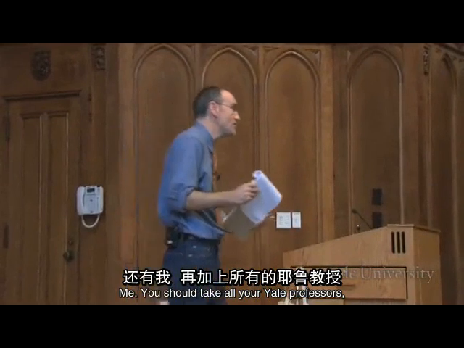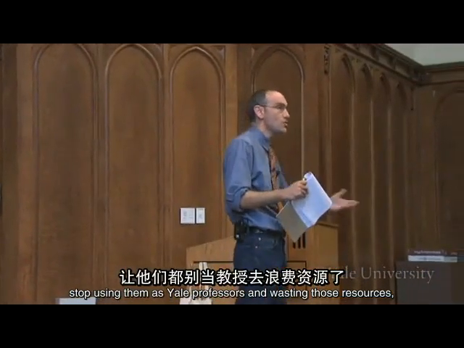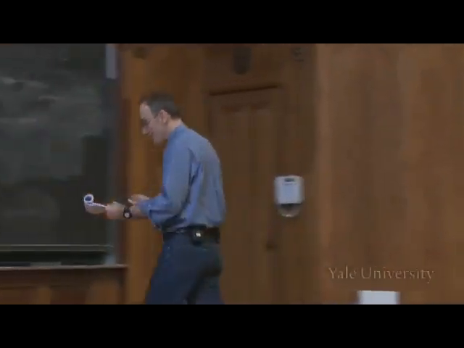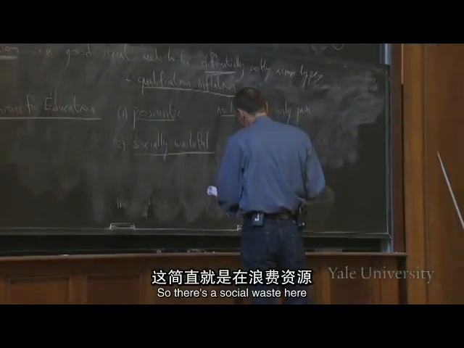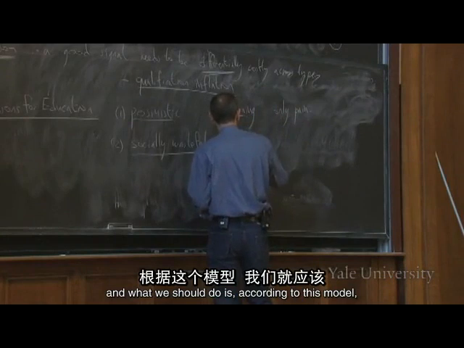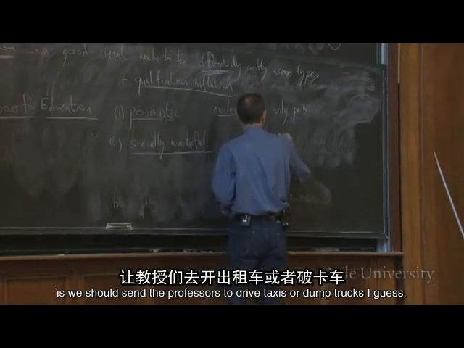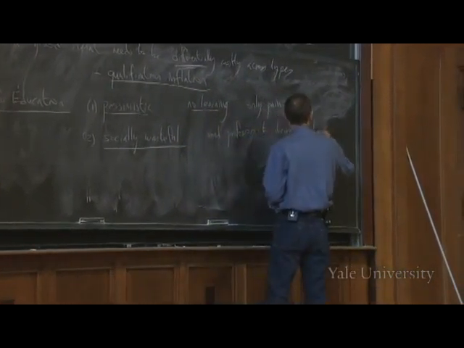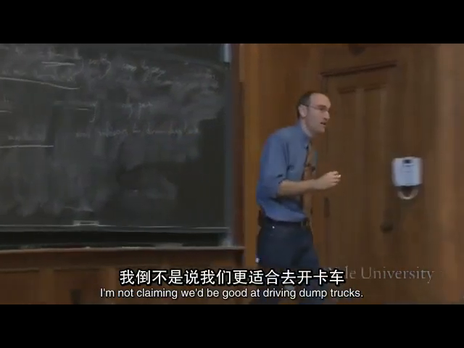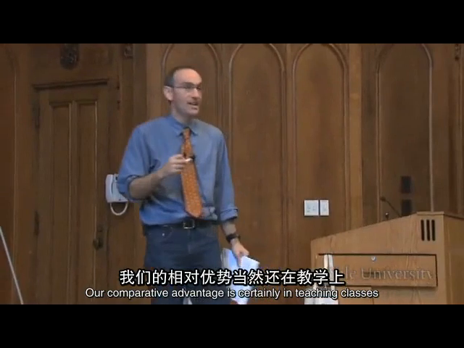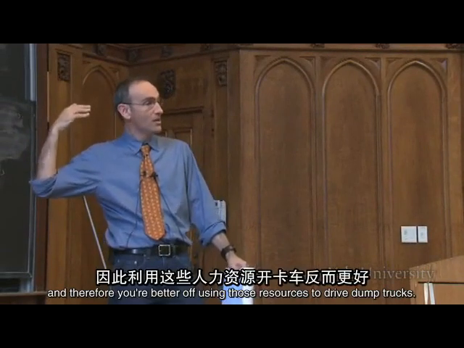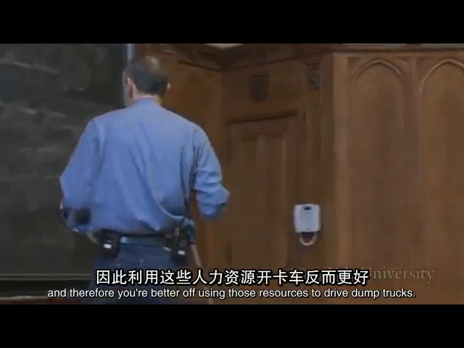And where else is the waste? Me. You should take all your Yale professors, stop using them as Yale professors and wasting those resources, and have us go out and till the fields, or drive taxis or something. So there's a social waste here. According to this model, we should send the professors to drive taxis, or dump trucks, I guess. I'm not claiming we'd be good at driving dump trucks. Our comparative advantage is certainly in teaching classes. But it turns out in this model, teaching classes is a complete waste of time, and therefore you're better off using those resources to drive dump trucks.